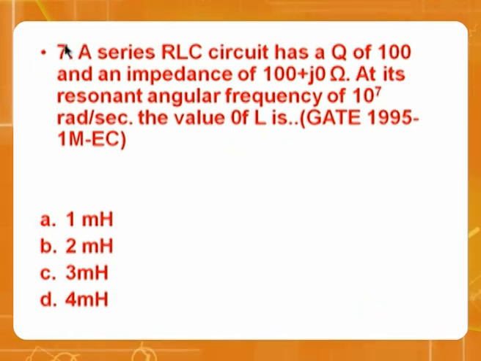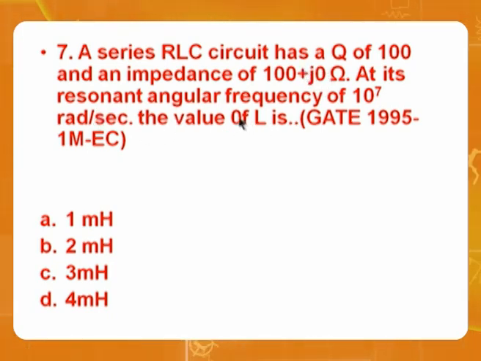Question number 7. Problem number 7. We don't call problems in GATE, we only call them questions. A series RLC circuit has a quality factor of 100 and an impedance of 100 plus j0. Please observe that. j0 means it's purely resistive. At its resonance angular frequency of 10 power 7, natural. At resonance, the impedance will be 0.